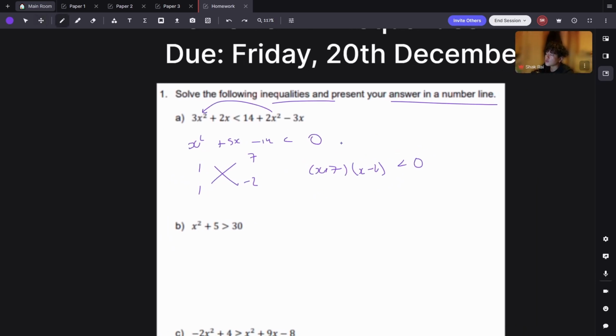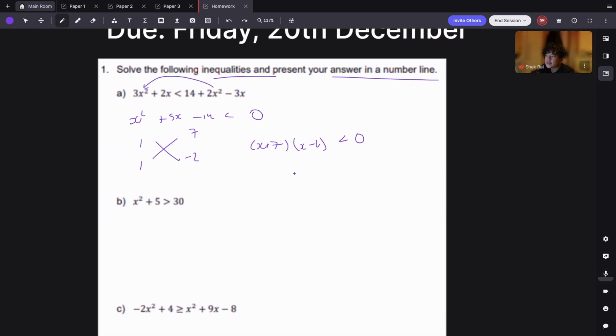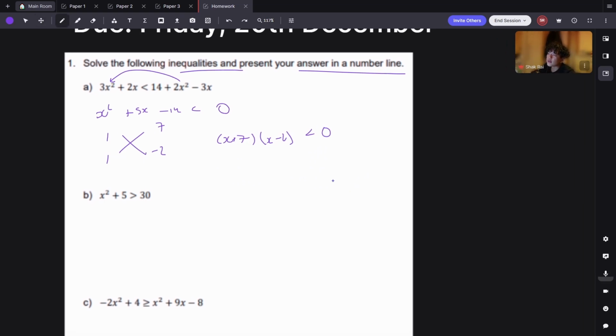So to do inequalities, it's not just x doesn't equal 2, x doesn't equal minus 7. Yes, they're the roots, but with inequalities we have to think about what the graph actually looks like. The roots are going to be minus 7 and 2. And when is this less than 0? It's when it's between these lines. Essentially, if this was y, when is it less than 0? I like saying minus 7 is less than x, which is less than 2.